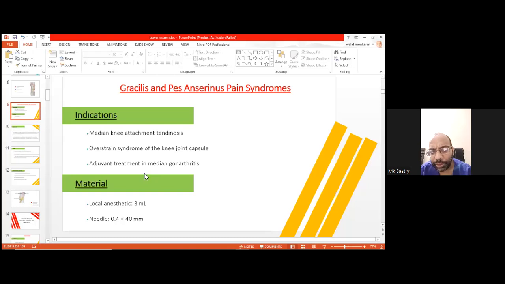This is a gracilis pes anserinus pain syndrome. It occurs in the knee. All types of knee syndromes are not the same, right? So instead of putting local anesthesia, why don't you use local needles or local stimulation in these points? Please show them.